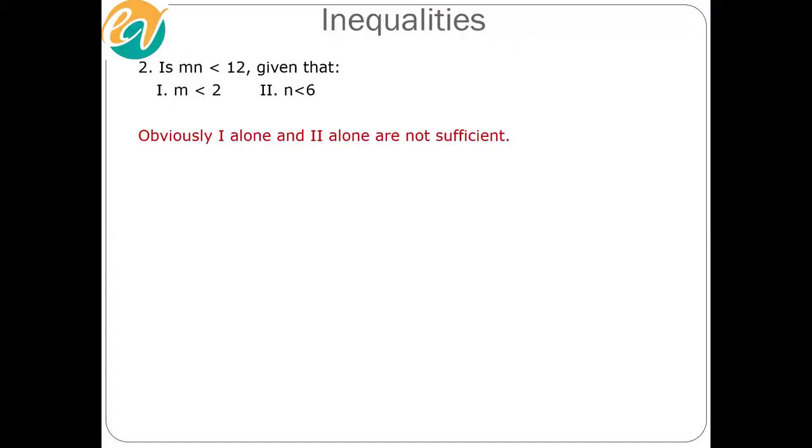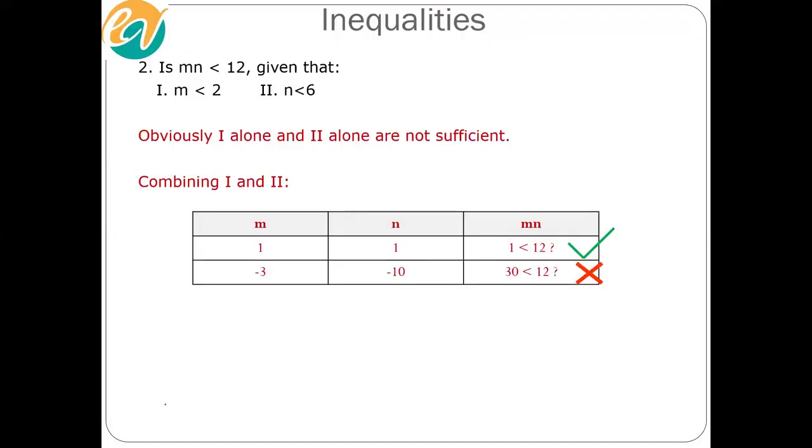Even when we combine both of them, what does it mean? m is lesser than 2 and n is lesser than 6. Notice m can be 1 and n can be 1, in which case mn is lesser than 12. On the other hand, m can be minus 3, for example, and n can be minus 10, in which case mn is not lesser than 12. So after combining both statements also, we are getting two conflicting answers, which means we just do not have sufficient data. So E is the right answer.